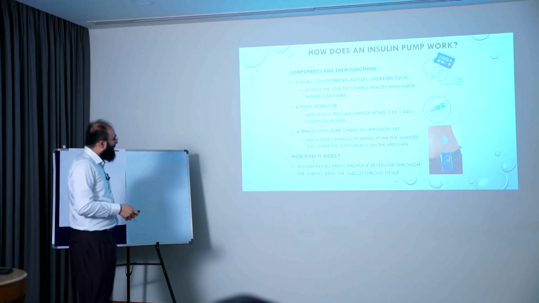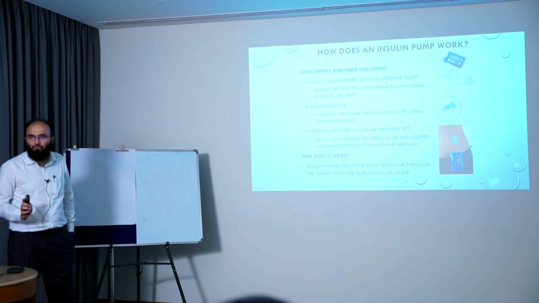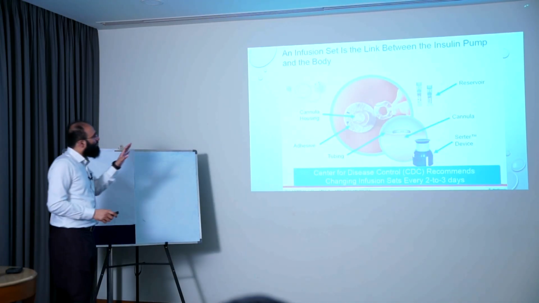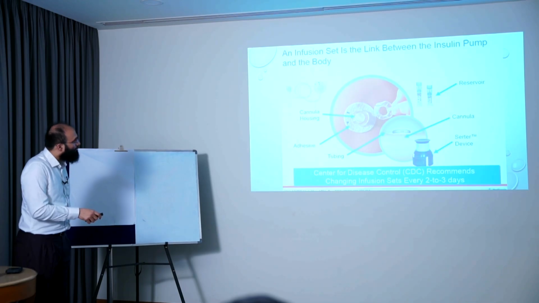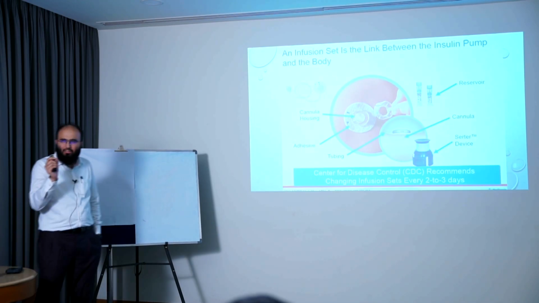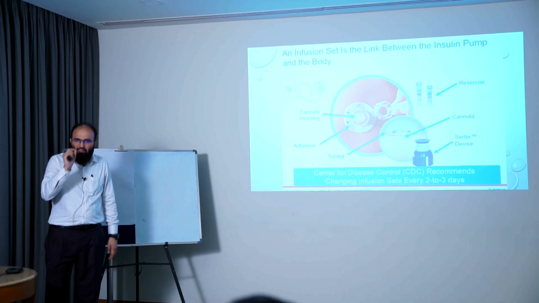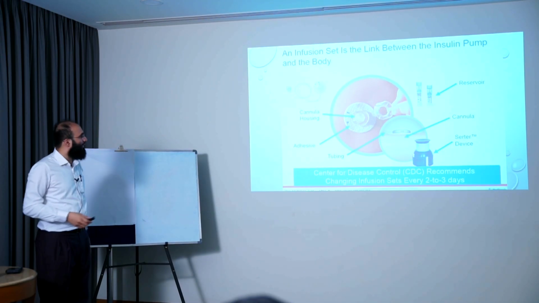How does it work? Insulin passes from the pump reservoir through the tubing into the subcutaneous tissue. An infusion set is the link between the insulin pump and the body. That is this infusion set. This is the cannula housing. There is a wire. This is the cannula. It is similar to your IV cannula, but it is very small. The tubing and then the adhesive, and that adhesive is also very good.